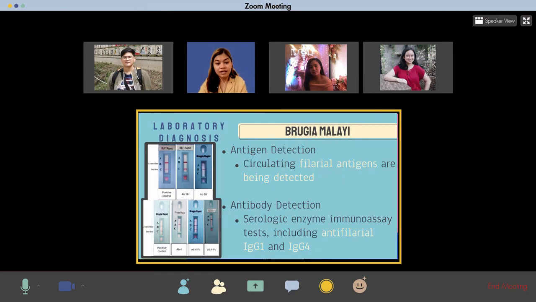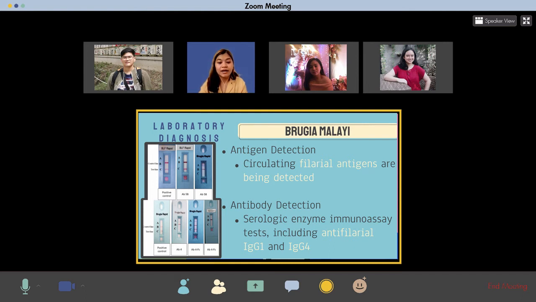Next is the antigen detection and antibody detection. So using an immunoassay for circulating filarial antigen constitutes a useful diagnostic approach because the sensitivity for detection of microfilariae can be low and variable. So unlike microfilariae with nocturnal periodicity, filarial antigen can be detected in blood samples collected at any time of the day. Currently, this test is not licensed for use in the United States and cannot be used for patient diagnosis.